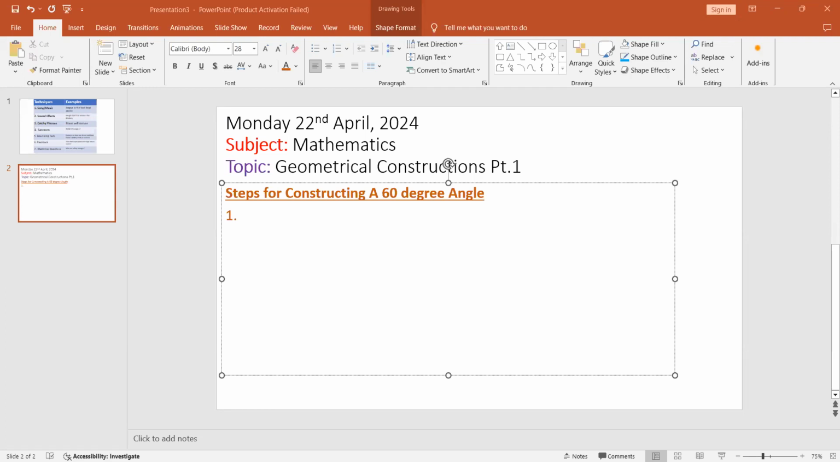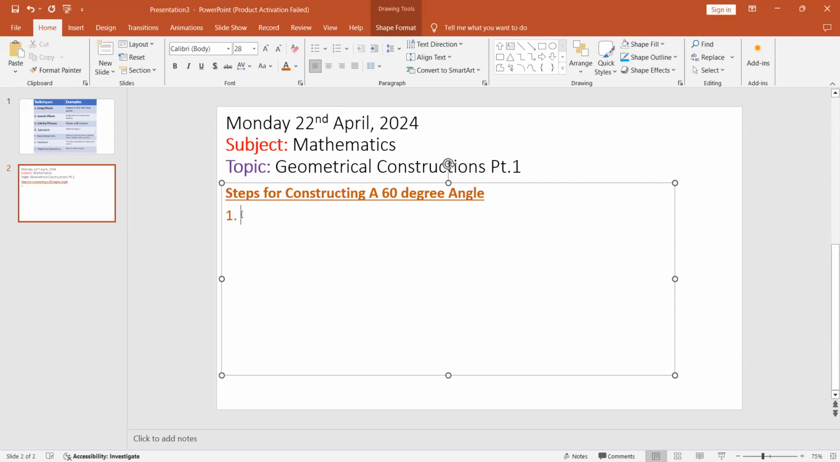Okay, steps for constructing a 60-degree angle. If you do not have all of the stuff for the geometry set, you can just use a ruler and a pencil. That would be enough. But if you do not have a geometry set, you need to purchase one. Ask your parents, because you're going to need that for your exam.